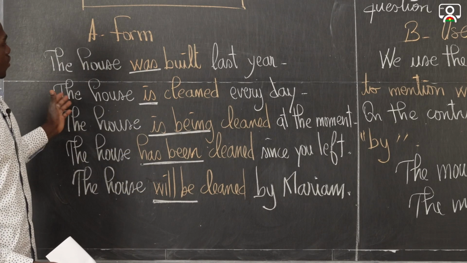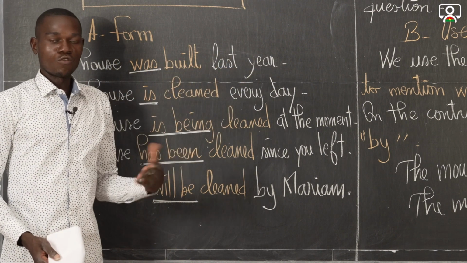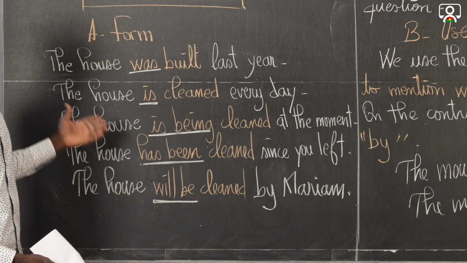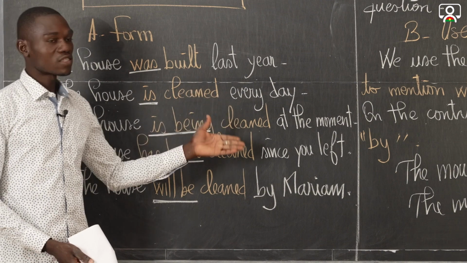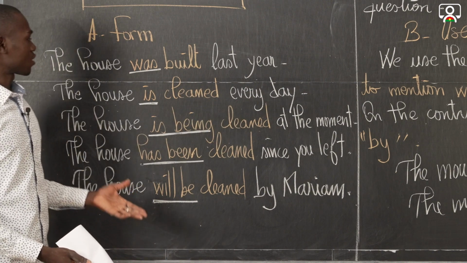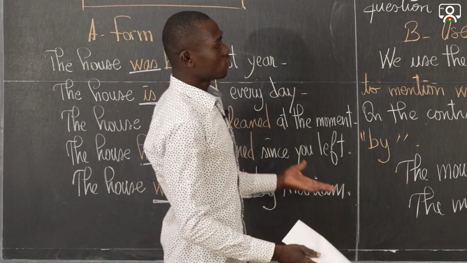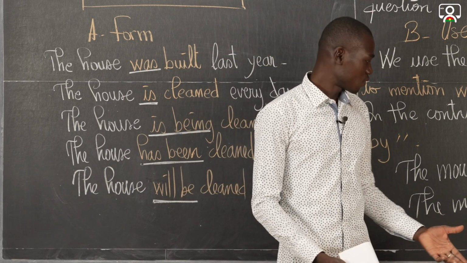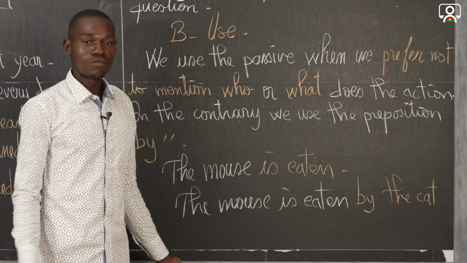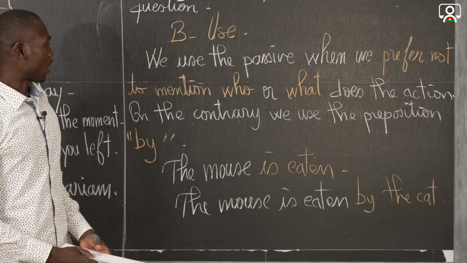Exactly like in these sentences, okay? The house was built last year. Who built the house? We don't know. The person is not mentioned here. Or when you say the house is cleaned every day, who cleans the house? We don't know the person, but you have the passive here, okay? We don't mention who or what does the action. So we use the passive. The mouse is eaten. Who or what eats the mouse? We don't know. Okay, great.